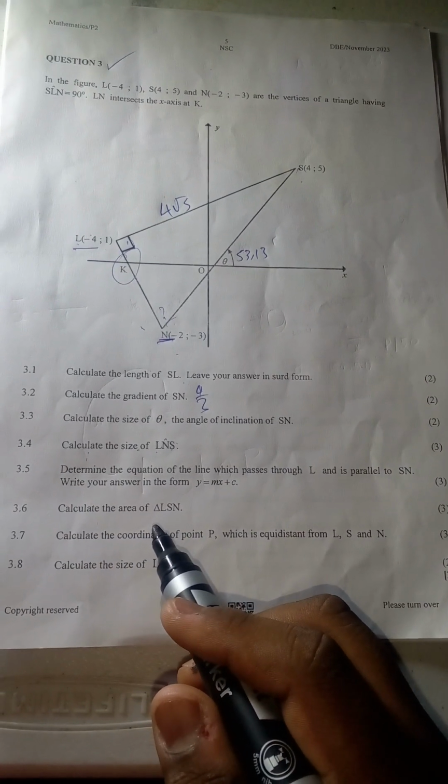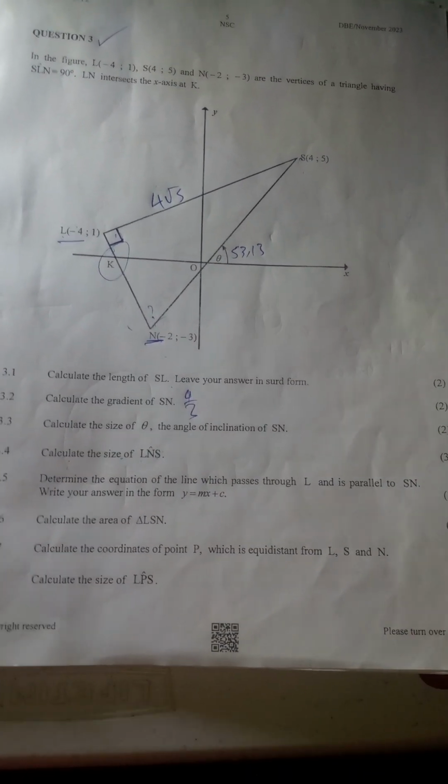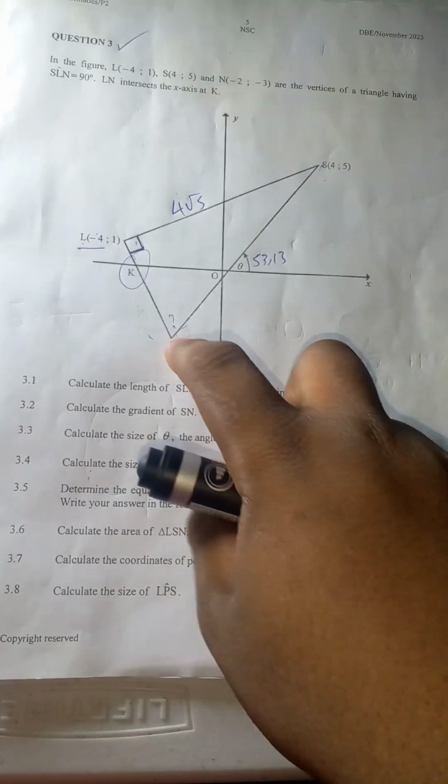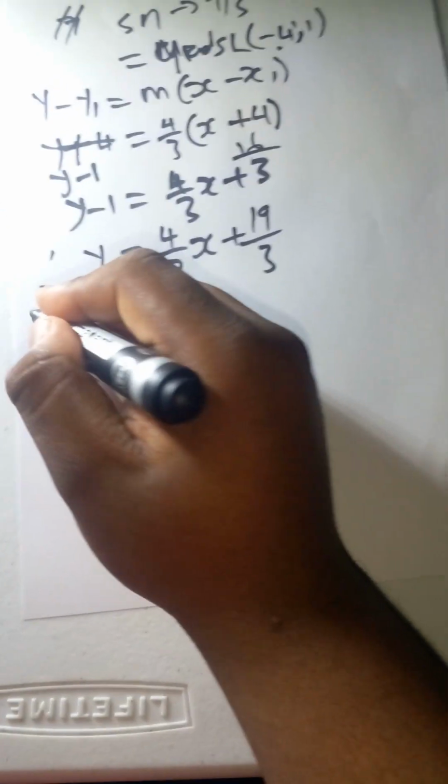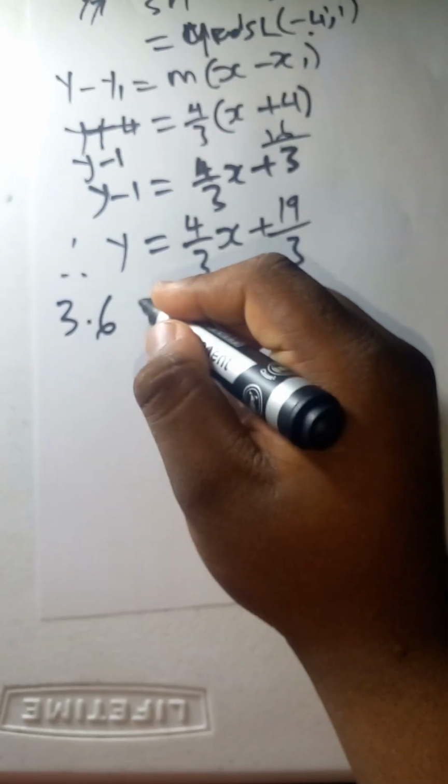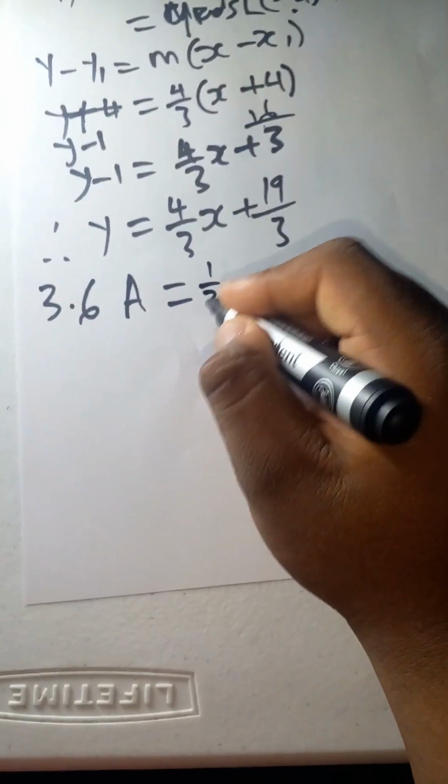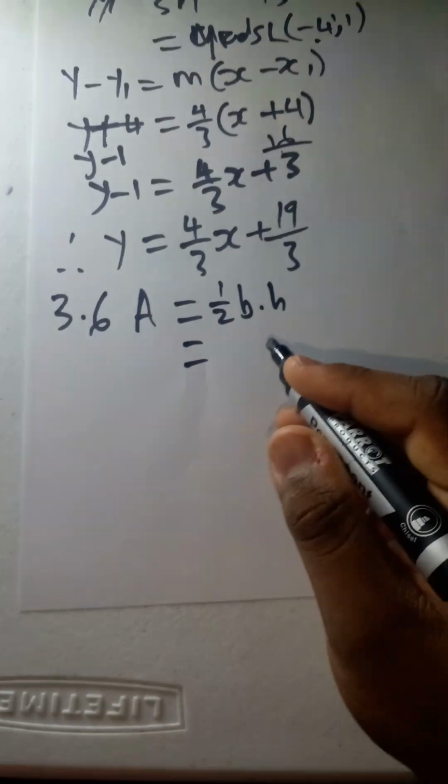They want us to calculate the area of triangle LSN. So we basically know that the area equals half base times height. And the base that we have is simply, let's check something there, the line LN, and the height that we have is SL. So half base times height. So now we are going to go there.